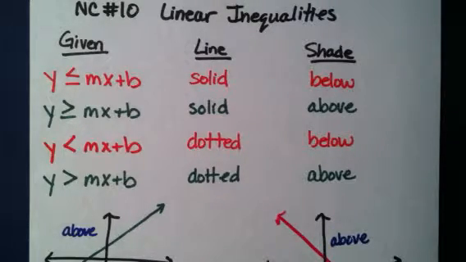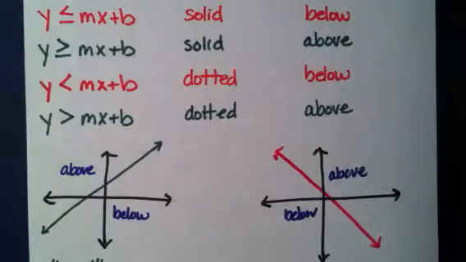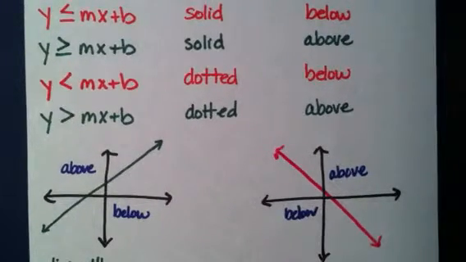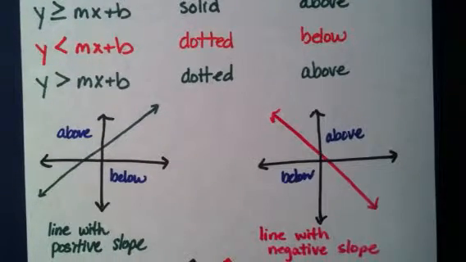If you have y is less than mx plus b, you'll have a dotted line shaded below. And if you have y is greater than mx plus b, you'll have a dotted line and the shading will be above. The pictures below show a line with a positive slope in green and a line with a negative slope in red. They're labeled which areas would be considered above and which areas would be considered below.